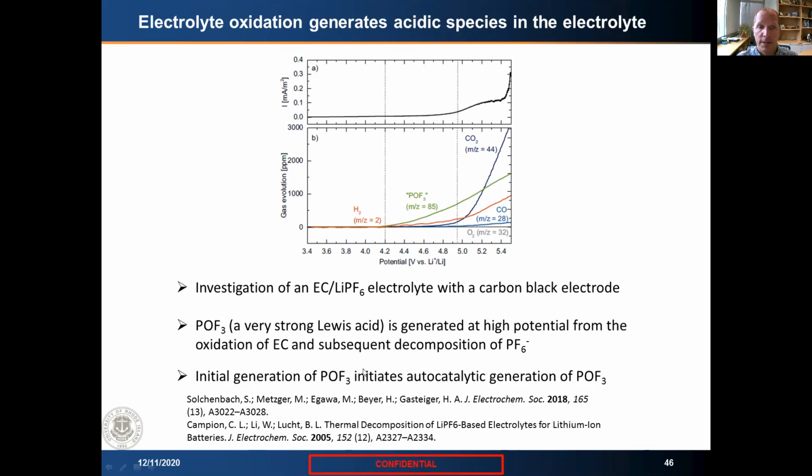This is generated at high potential from the oxidation of EC and then the subsequent decomposition of PF6. So the fact that we have both ethylene carbonate and PF6 together allows this oxidation reaction of ethylene carbonate to be coupled with the thermal decomposition of PF6 to generate the phosphorus oxyfluoride. And this initial electrocatalytic generation of phosphorus oxyfluoride can initiate this autocatalytic decomposition of the electrolyte to generate more phosphorus oxyfluoride in the electrolyte formulation.